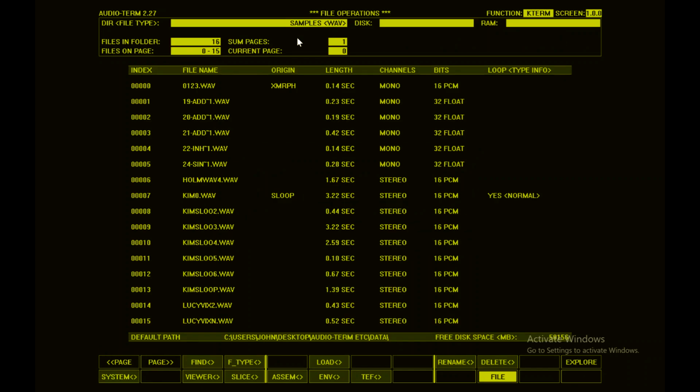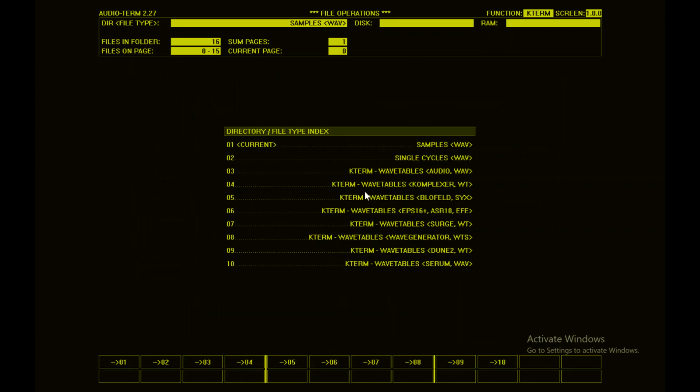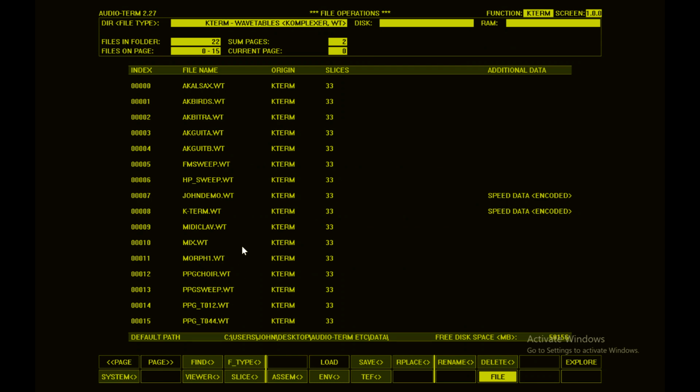And I don't want to sample. I'm going to discuss that later if I remember it. I want to load a wavetable. I use complex or Harmor wavetables primarily, so I'll choose one. KTERM. Alright, there it is. Actually, let me choose this one. That one.